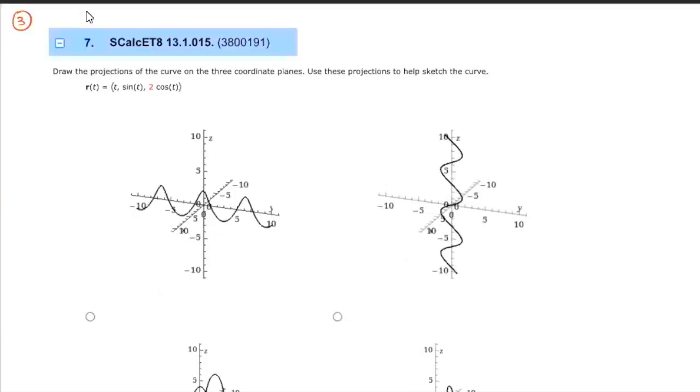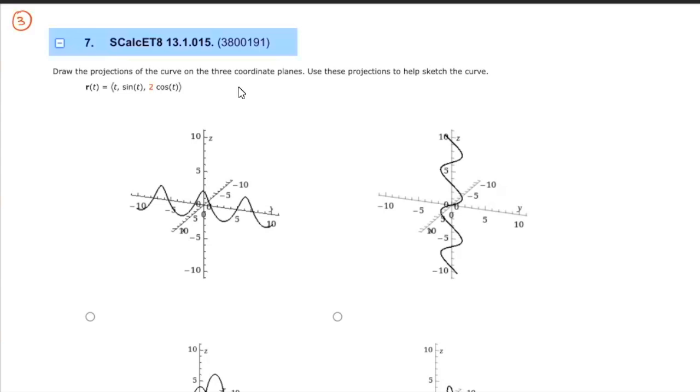This is one of the homework problems. We're going to draw the projection of this curve on the three coordinate planes and use the projections to sketch the curve. I'm going to make it larger so that you can see better. It's multiple choice. How many times can you submit for each problem? 5 times, right? There are even sometimes fewer than 5 choices, so you should get it right. But it's better that you understand it, right? So let's make this one larger.